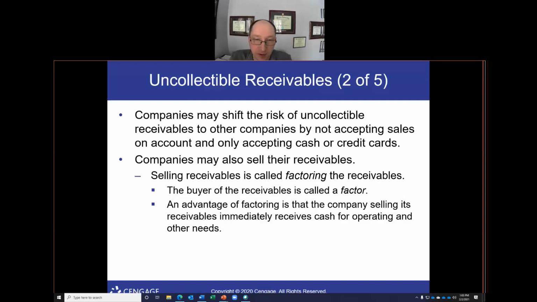Some companies will even do what we call factoring. This is where the company will sell their receivables to a third party. You all probably know them as creditors, credit agencies, debt collection agencies is what I'm trying to say.